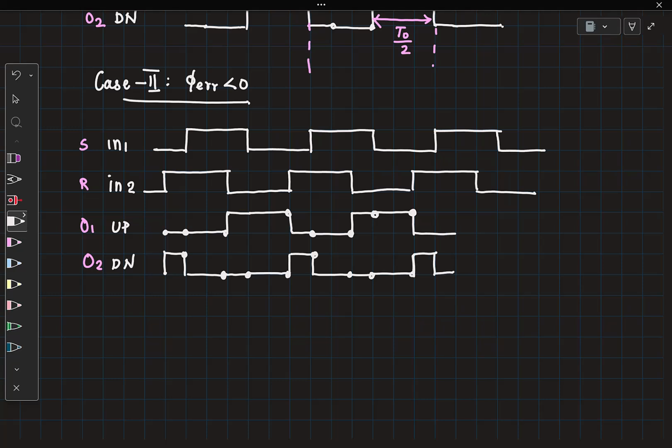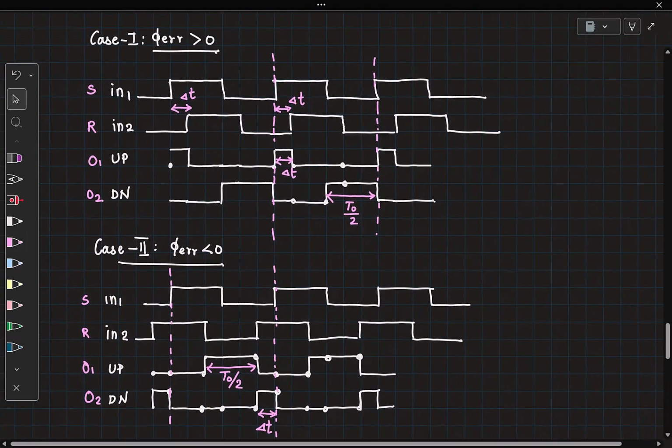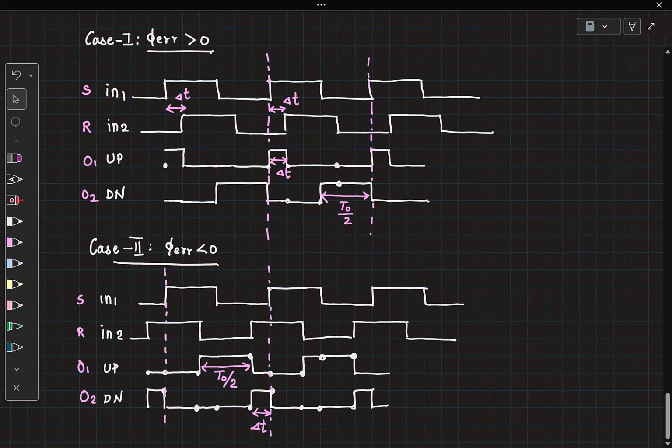Right? So if I'm looking for one period, let's say I look from here till this point. Now, what is this distance? This is equal to T0 by 2, and this distance is delta T, right? So in the second case, it looks like the down signal has the delta T information, not the up. So if phase error is greater than 0, we should be looking at the up signal. If phase error is lesser than 0, we should be looking at the down signal, right?